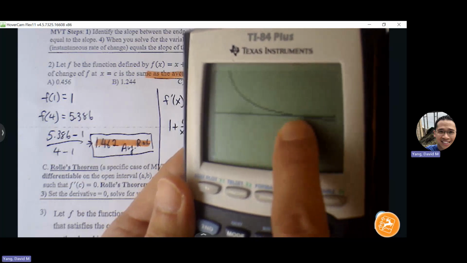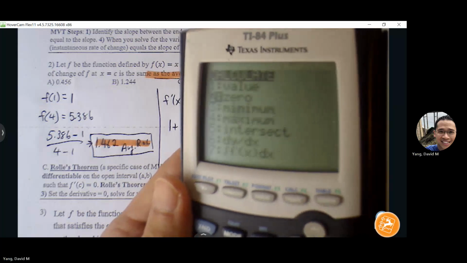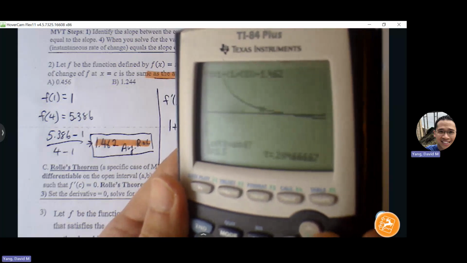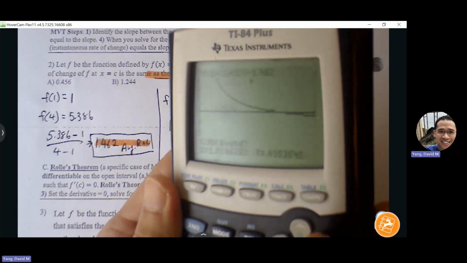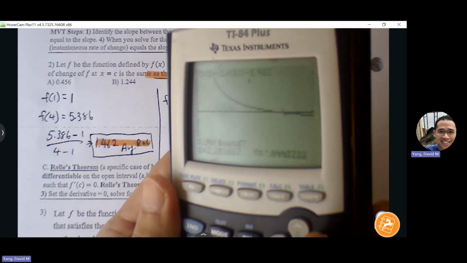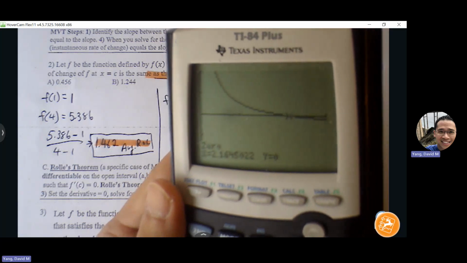Okay, so there's my x-intercept, right? So I'm going to do second trace, zero. Pick a point to the left of the x-intercept, scroll to the other side of the x-intercept, hit enter again. And it should find that x-intercept for us at 2.164.